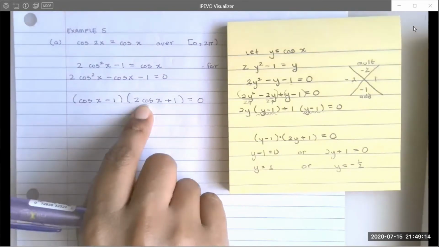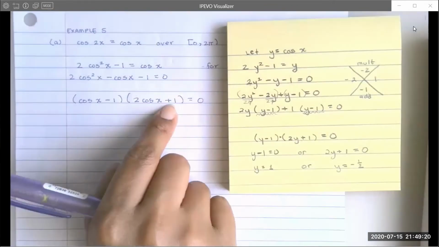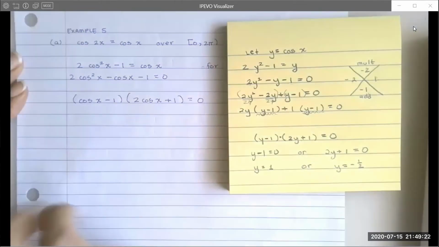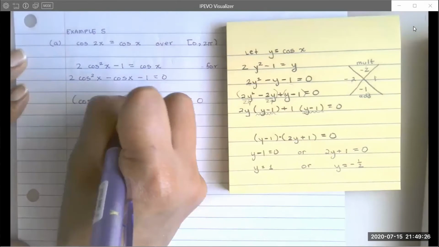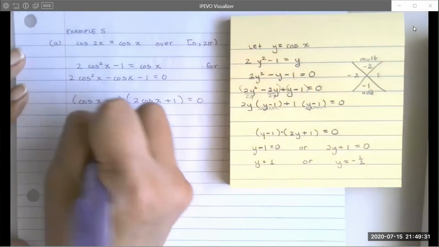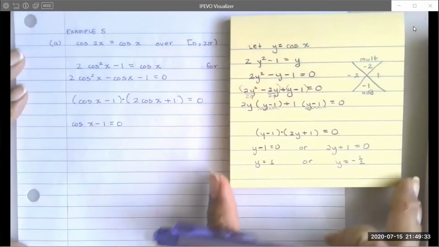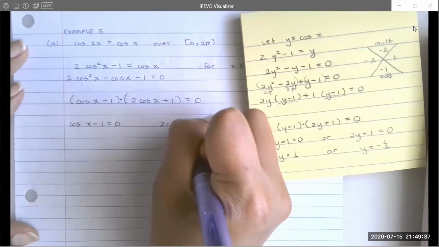So negative 2 cosine plus 1 cosine gives us a negative cosine. Negative 1 times positive 1 gives us negative 1. Okay, so that works out well. From here, multiplying two things together gives you 0. That means that at least one has to be 0. So we get cosine x minus 1 is 0, and 2 cosine x plus 1 is 0.